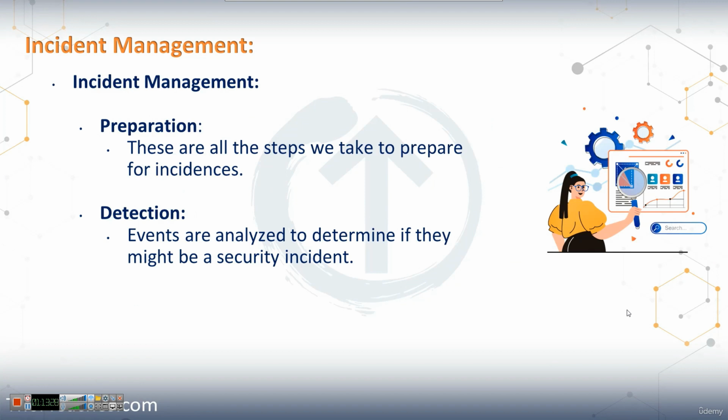So with incident management, just like our DRP and our BCP, it's an iterative process. It never stops. It's always happening. If anything changes in our environment, we update the plan. And now that I got that off my chest, let's look at detection.